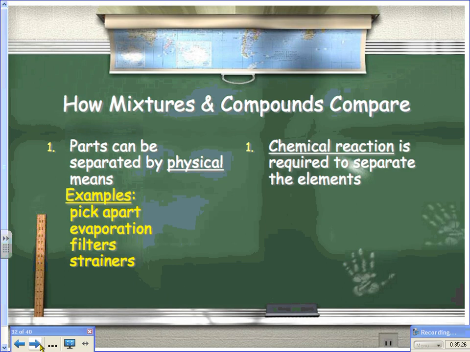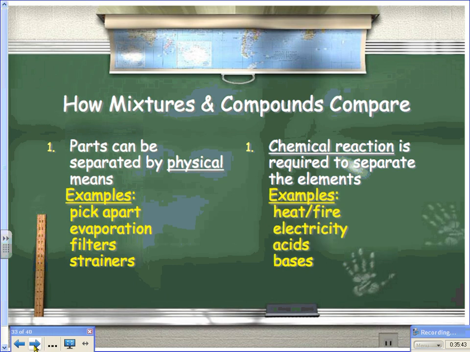Now, for compounds, we need a chemical reaction. You need a lot more energy than just picking it apart with your hands or letting the air absorb it over time if it's water in there, and taking that away into the environment. So, what kind of chemical reactions are we talking about?